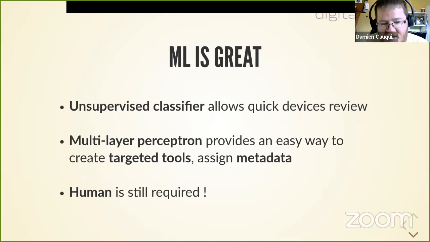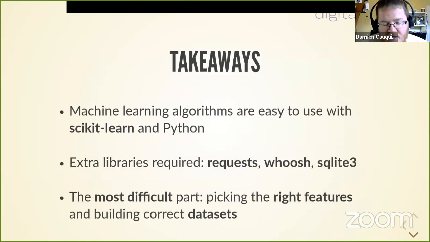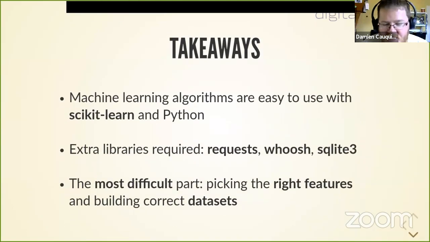But the fact is that a human is still required, because you need to interact with this automatic system to drive it, to guide the system toward the goal you want to achieve. So this is something quite interesting about machine learning. If you want to give machine learning a try using Python and scikit-learn, this is very interesting. Also, if you want to reproduce my experiment, you may use other Python libraries such as Requests, Whoosh, or SQLite3. But the most difficult part, I think, is picking the right features and building the correct data sets.